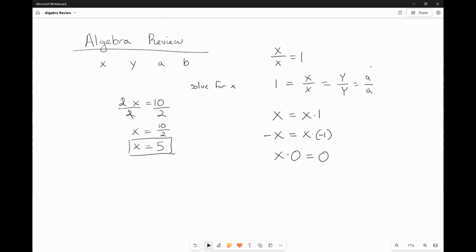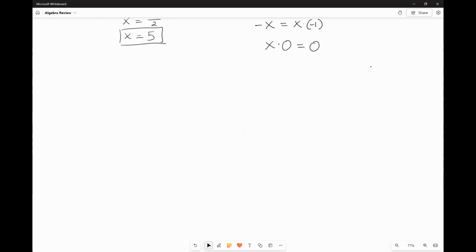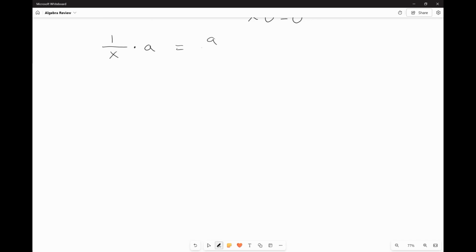Let's jump down to fractions. Let's just do a couple of things related to fractions. This will come up. All right, so let's say we have 1 divided by x, and we're going to multiply 1 divided by x times a. That's the same thing as a divided by x. You can do this interchangeably. Sometimes it's helpful to break down a fraction into its two parts.